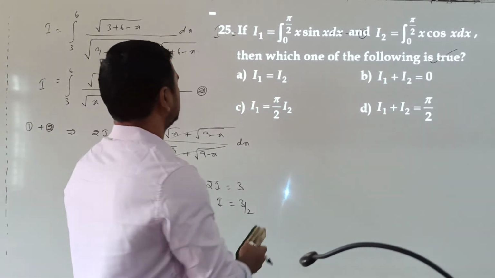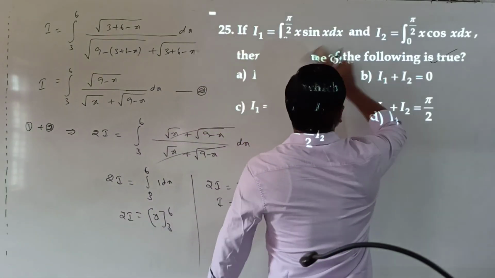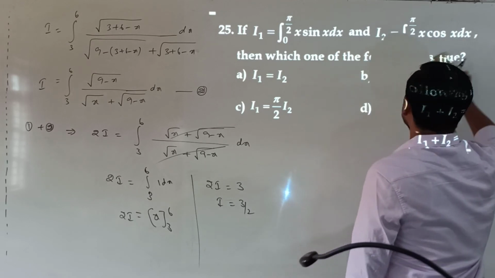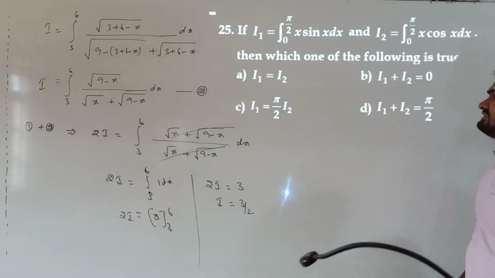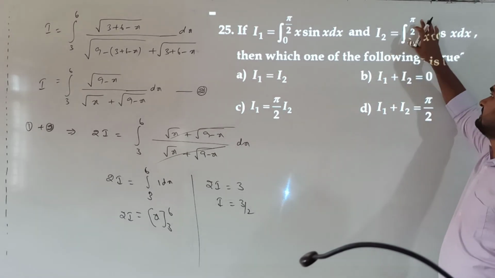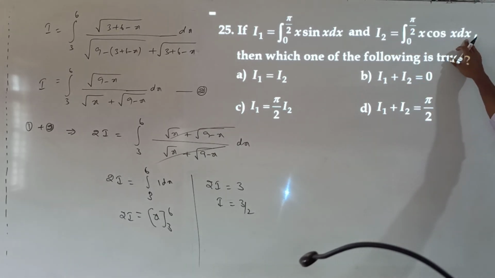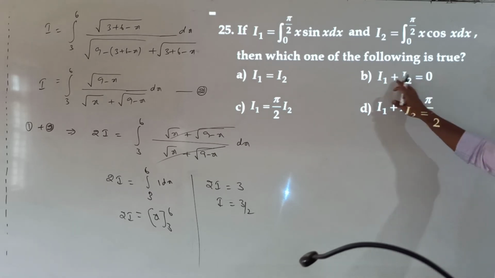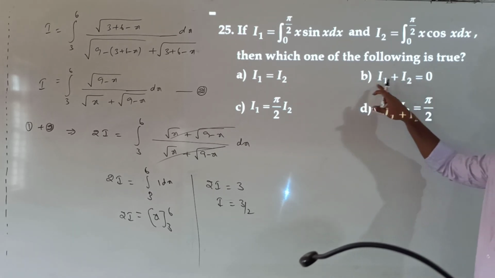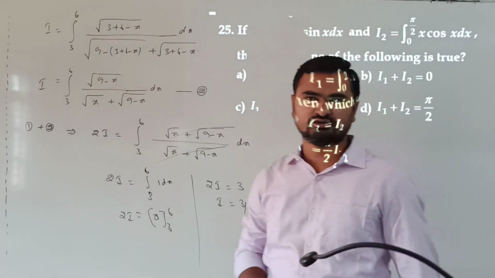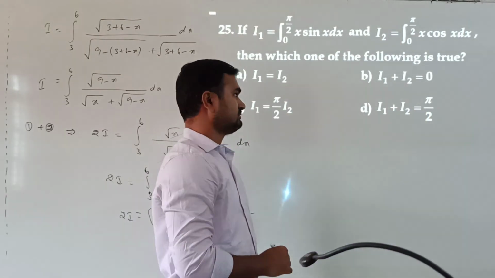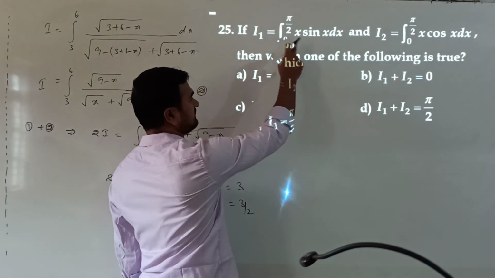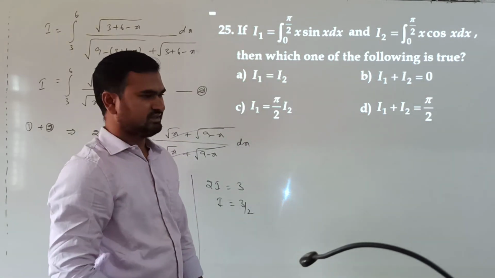Next question is: I1 is given as integral from 0 to pi by 2 of x sin x dx. I2 is given as integral from 0 to pi by 2 of x cos x dx. Then which of the following is true? So we have to form a relation between I1 and I2. See, the options are given in terms of the relation between I1 and I2. So let us take one of the integrals and write it in terms of the other integral.